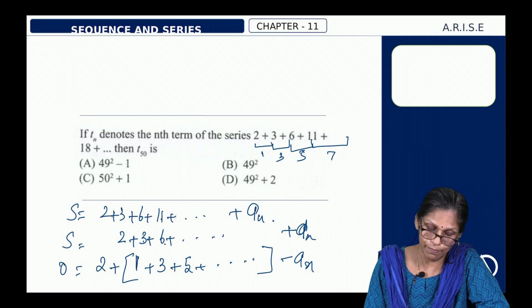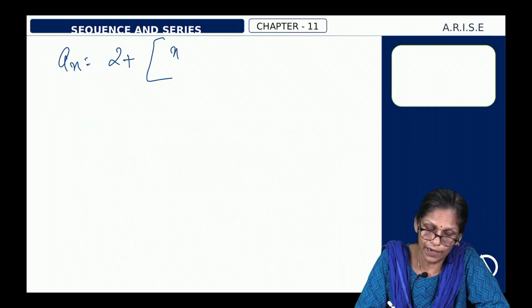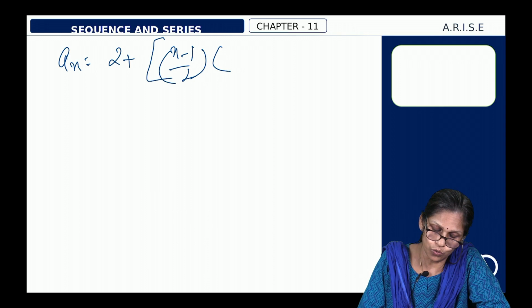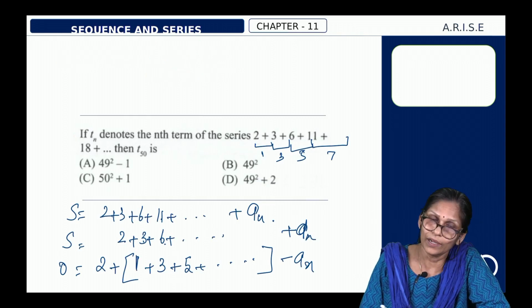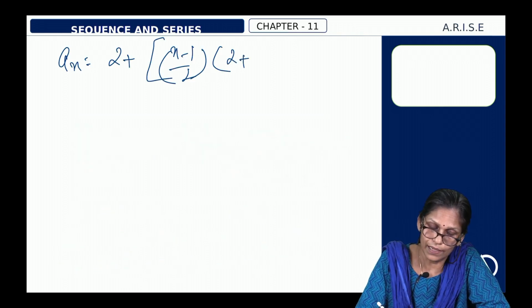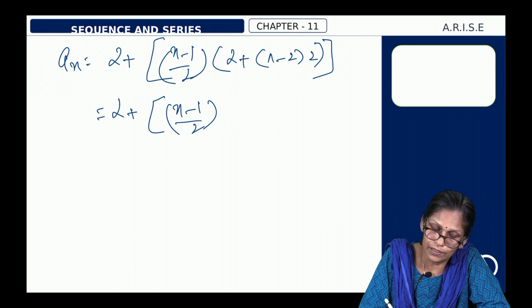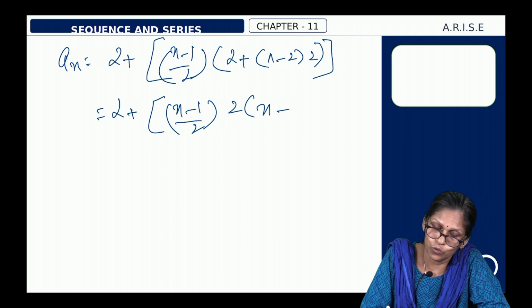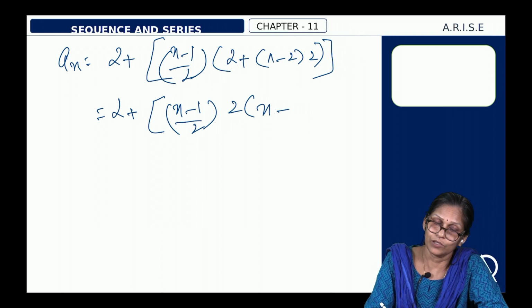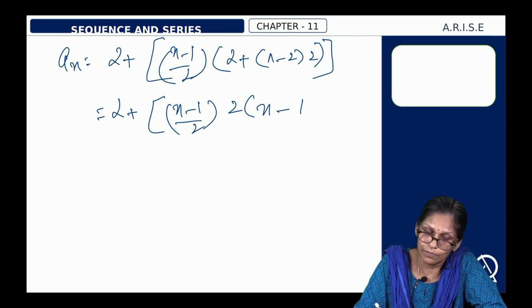So this bracket has n minus 1 terms. So, n minus 1 by 2 into 2a, so 2 into 1, that is 2, plus n minus 2 into d. So this is 2 plus n minus 1 by 2 into this. You take a 2 out, you have n minus 1 into, this is 2n minus 4 plus 2, which is 2n minus 2. So, 2 times n minus 1.